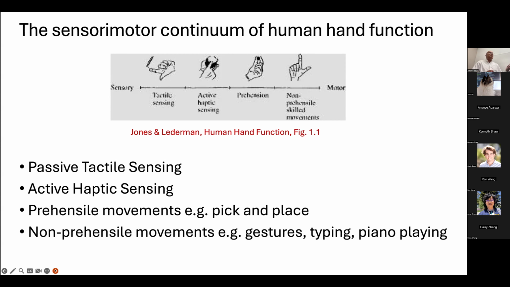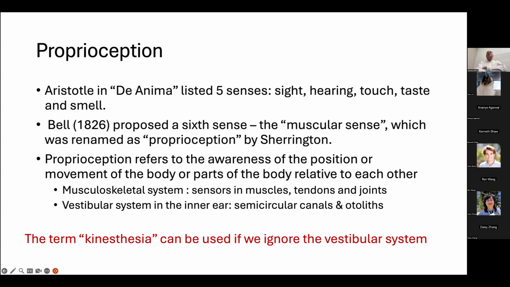We should actually do some research on this across different cultures, in Chinese culture or Indian culture or various other civilizations. Do they have the same 5 senses? I'm not sure. I think we are just being very ethnocentric here and regarding Aristotle's word as final. Be that as it may, there's this guy called Charles Bell in 1826. He was a Scottish scientist and surgeon who really studied the hand and so forth. He proposed a 6th sense, which he called the muscular sense. This was subsequently renamed by Sherrington as proprioception.